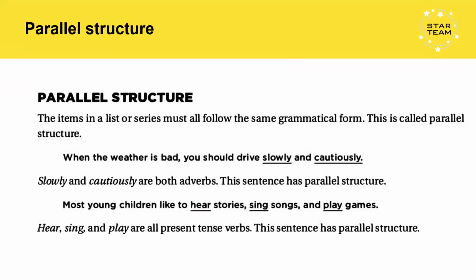So, parallel structure. The items in a list or series must all follow the same grammatical form. This is called parallel structure. When the weather is bad, you should drive slowly and cautiously. So, slowly and cautiously are parallel structures, yes? Because they are both adverbs. Most young children like to hear stories, sing songs, and play games. So hear, sing, and play are again parallel structures. They are all present tense verbs.